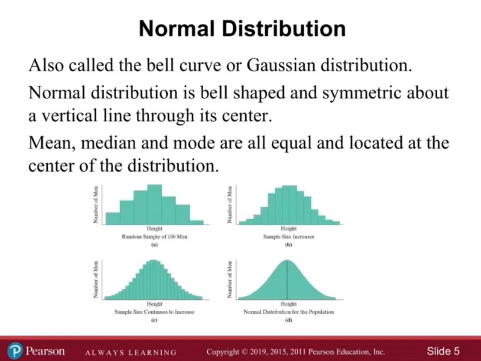Okay. So the normal distribution, also called the bell curve or Gaussian distribution, is bell-shaped and symmetric about a vertical line through its center. Mean, median, and mode are all equal and located at the center of the distribution. So whenever we have a normal distribution, mean, median, and mode are the same. They're all at the center. It has this bell shape and is symmetric about that center line. This is the general shape of a normal distribution.